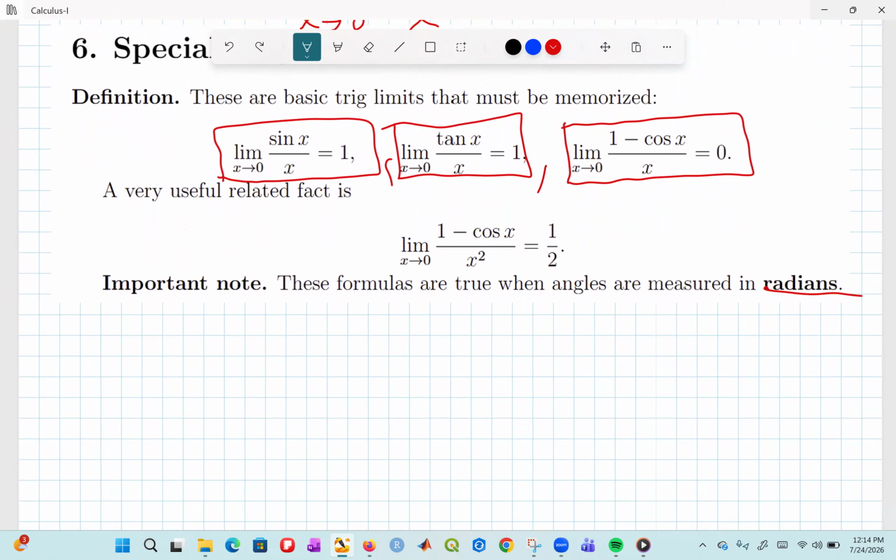Now let's evaluate the limit of sine of 5x over x as x approaches 0. So how do we find the limit of this function? First, we have to rewrite. Okay, solution. We have to rewrite.